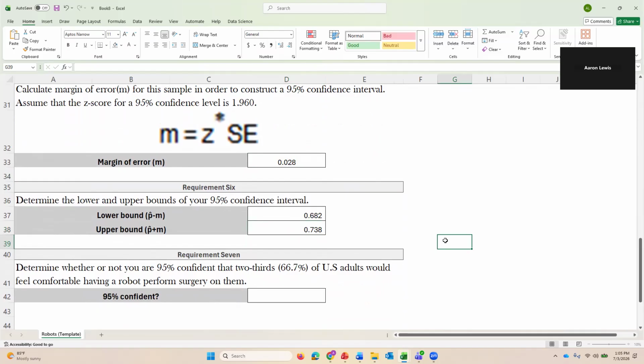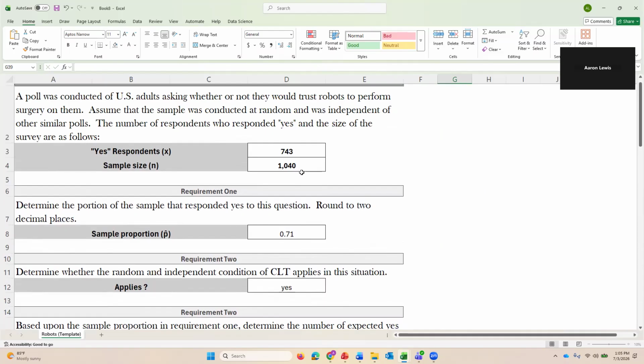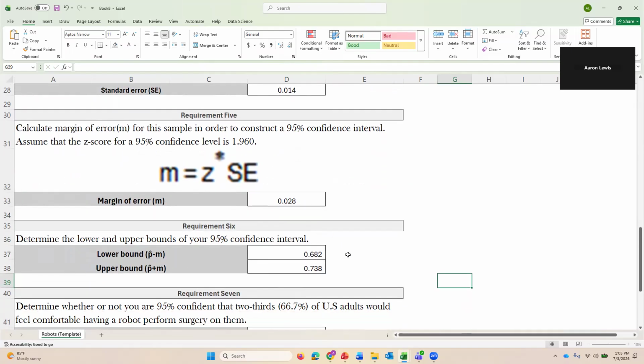So what does this mean? We're saying that based upon this sample that we took, in which 71% of respondents said that they would be comfortable having a robot perform minor surgery on them, if we had enough information for the entire population, we would expect the percentage of the entirety of the US population that would be comfortable having robots perform minor surgery on them to be somewhere between 68.2 and 73.8%.